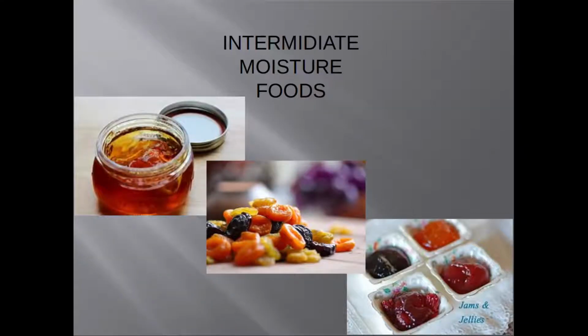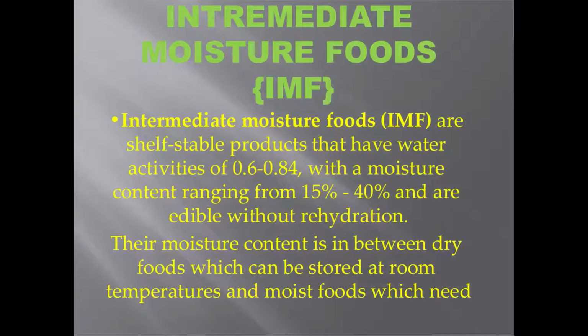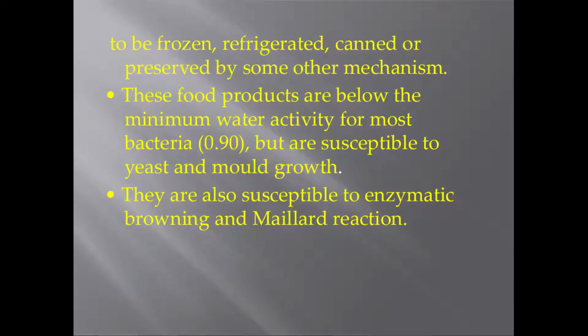Intermediate moisture foods. Intermediate moisture foods are shelf-stable products that have water activities of 0.6 to 0.84 with a moisture content ranging from 15% to 40% and are edible without rehydration. Their moisture content is in between dry foods which can be stored at room temperatures and moist foods which need to be frozen, refrigerated, canned or preserved by some other mechanism.